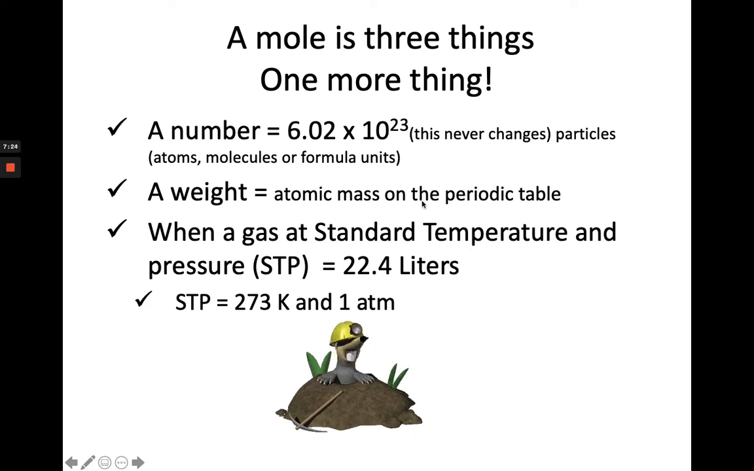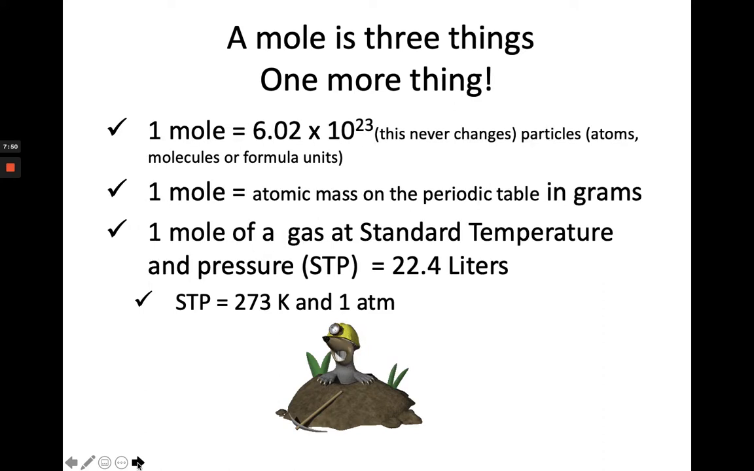A weight, it's also a weight. It's the atomic mass on the periodic table. And it's also, when you have a gas at what's called standard temperature and pressure, STP, which is essentially 0 degrees Celsius and normal room pressure, the volume of that gas, remember liters is a unit of volume, is 22.4. So we essentially now have 3 conversion units, and we're just going to use dimensional analysis to go between those conversion units.